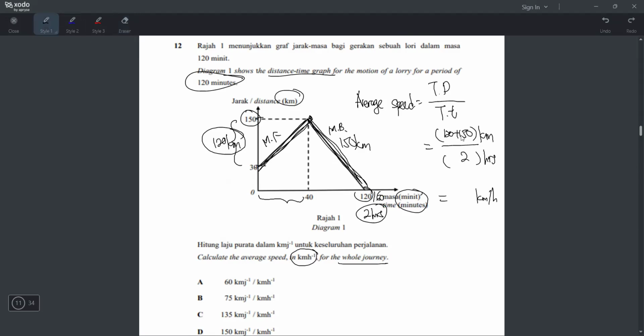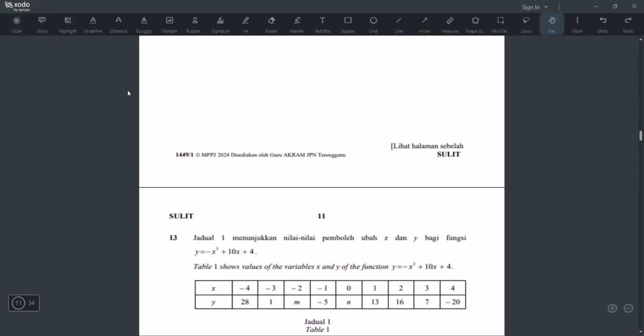Okay, now we can press the calculator. 120 plus 150 is 270, divided by 2 is 135. So the final answer is 135 kilometers per hour. So A B C D, it is C, right? So that's all.